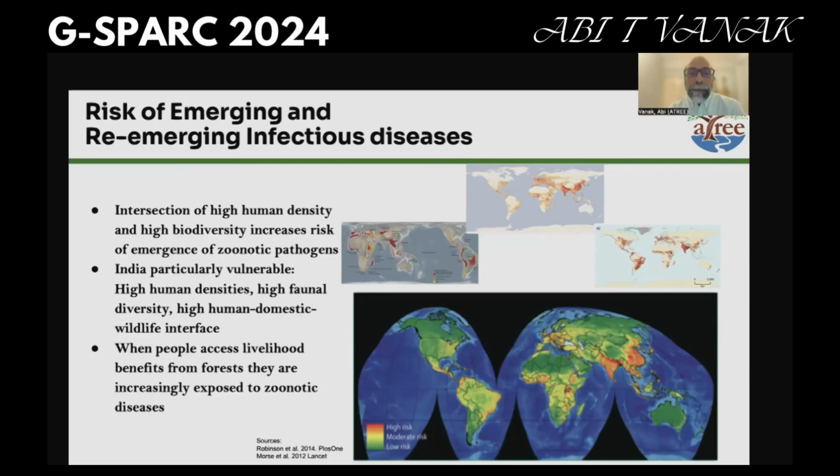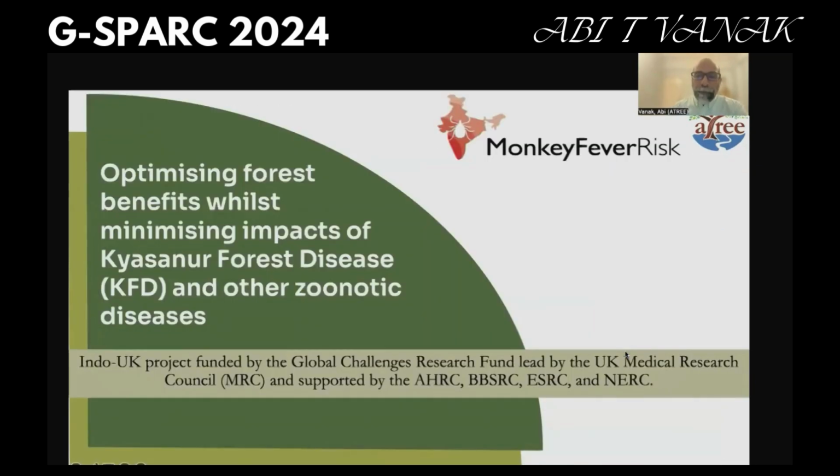In addition, when people access livelihoods, they often access them from natural areas where wild animals live, and therefore they're increasingly exposed to zoonotic disease. So in this talk, I will give one example of work that we're doing to deal with Kyasanur forest disease, which is vector-borne. How do you optimize the benefits that people obtain from these natural areas while still minimizing the impacts of diseases like Kyasanur forest disease? And how can these lessons also be extended to others?